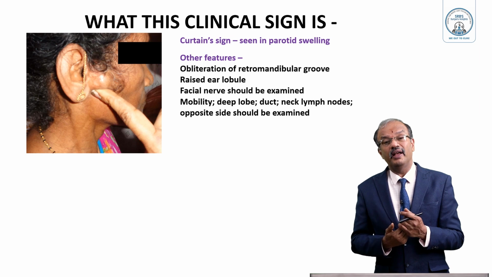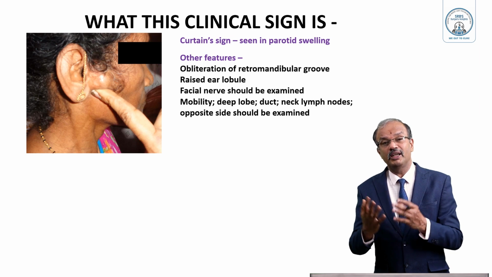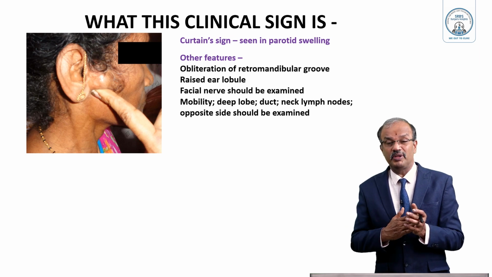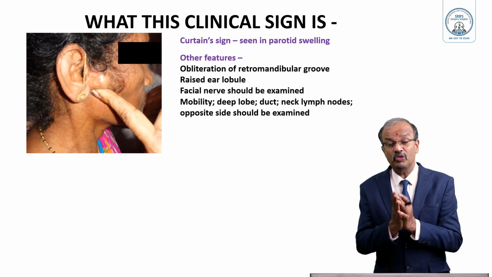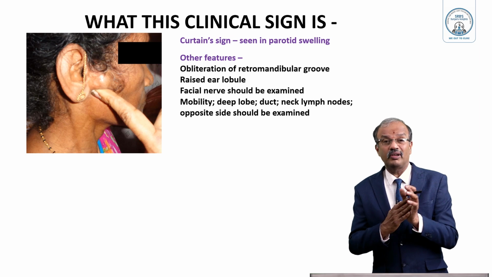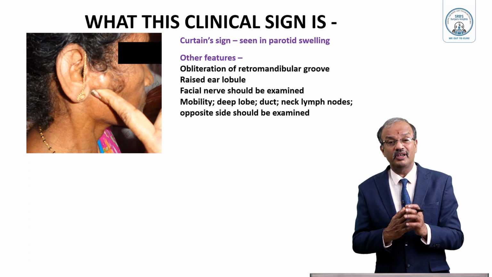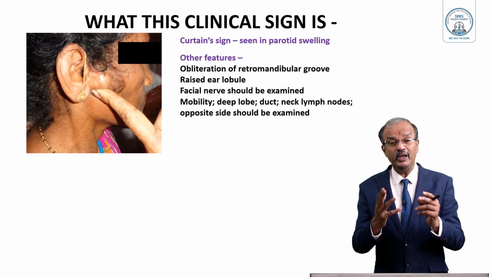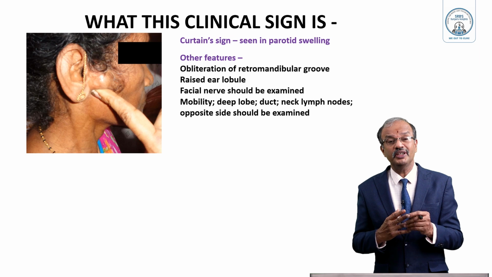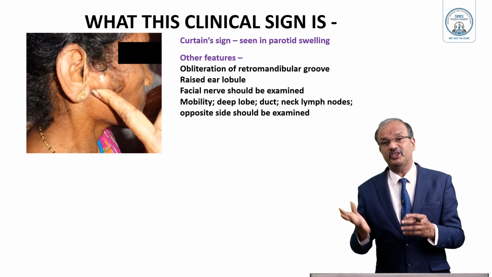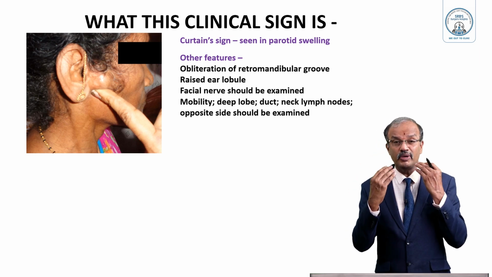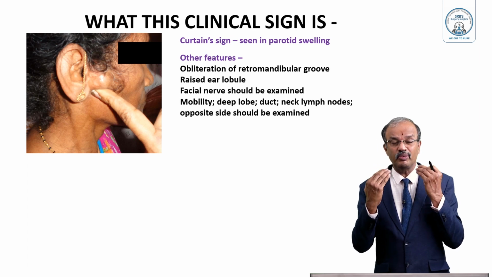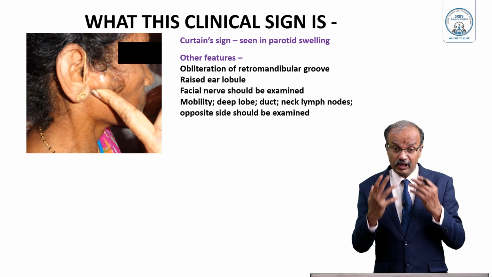salivary parotid gland, between the superficial and deep lobe. That plane is called the faciovenous plane of Patey, where the retromandibular vein will be there. So the facial nerve should be assessed clinically, which is important, because in malignancy it will infiltrate and cause facial nerve palsy. Then mobility, deep lobe involvement, oral cavity examination, palpation of the duct, lymph nodes on the opposite side, and other salivary glands like the submandibular salivary gland and minor salivary glands, mainly the submandibular salivary gland, both sides, and neck lymph nodes should be examined.